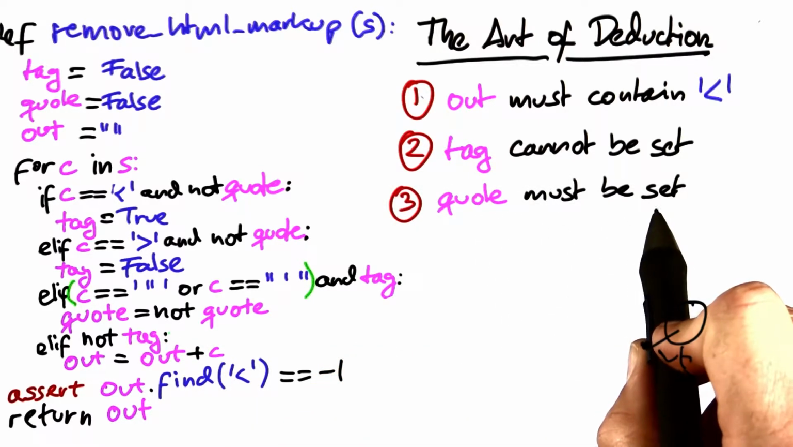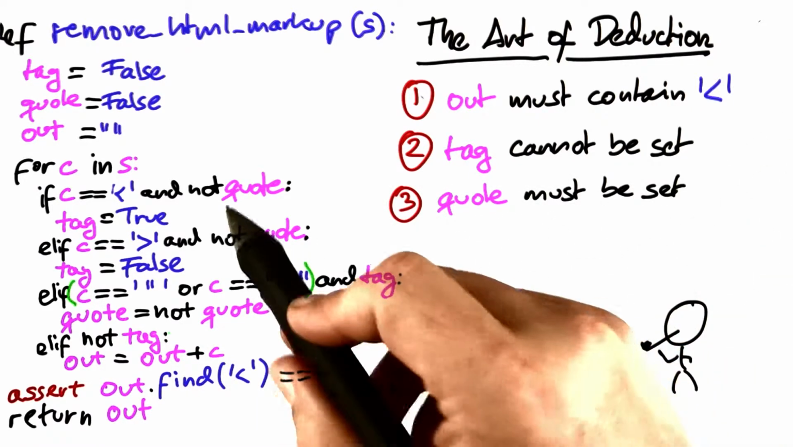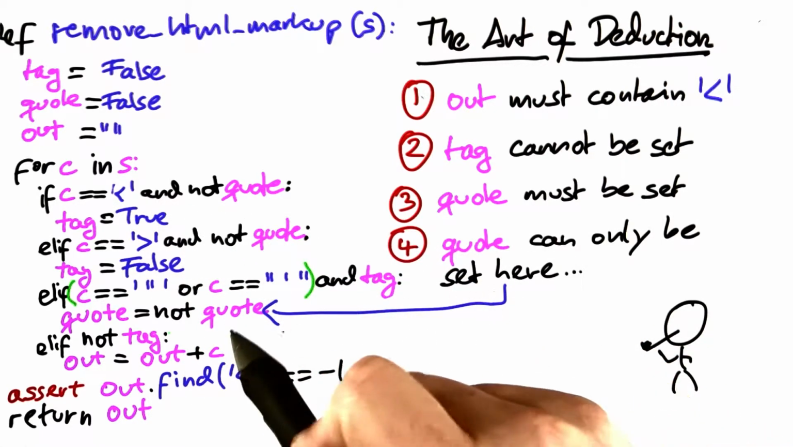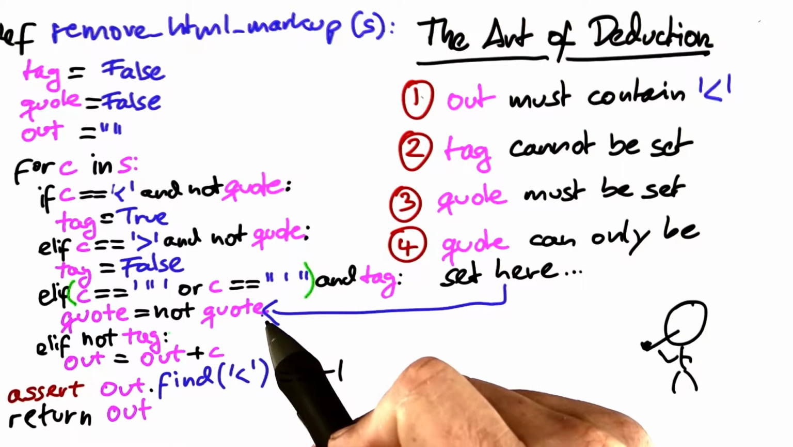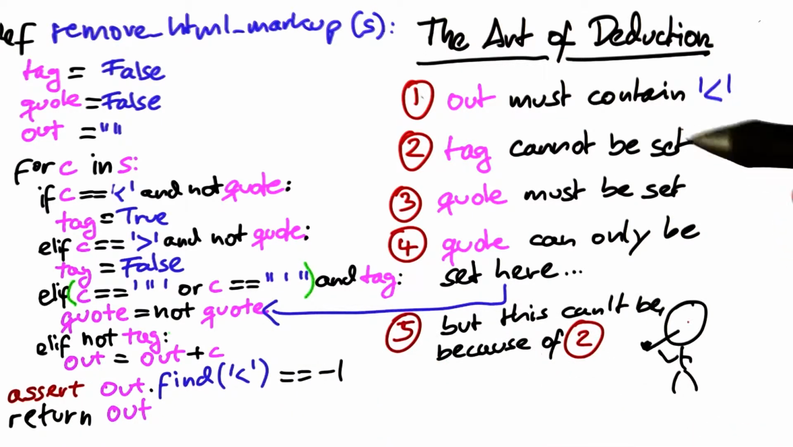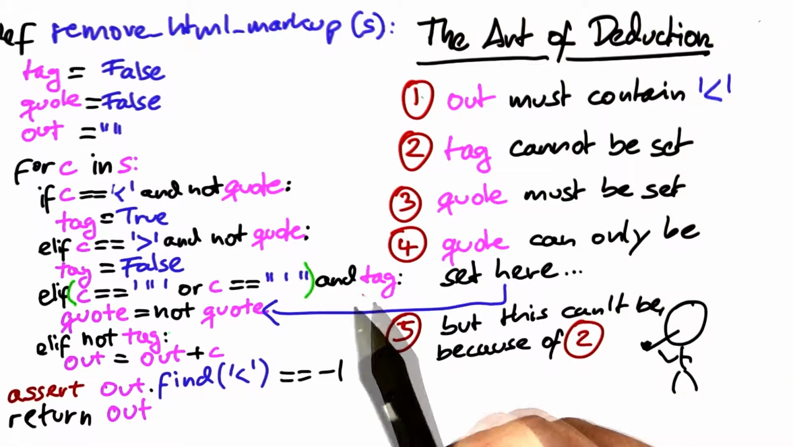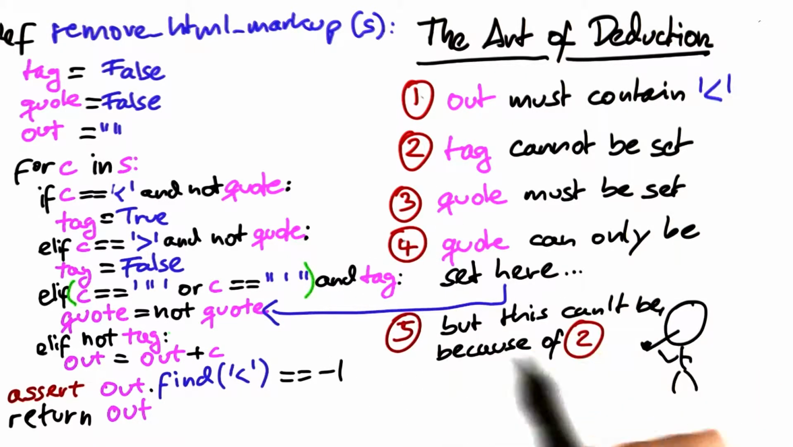The quote variable, however, must be set, because otherwise we would have gone in that first branch over here. But then quote can only be set in this very location. But this can't be the case, because from step 2, we already know that tag cannot be set. And therefore, we have a contradiction between these two, which means that the assertion will never fail. Quod erat demonstrandum, meaning what was shown to be proved.